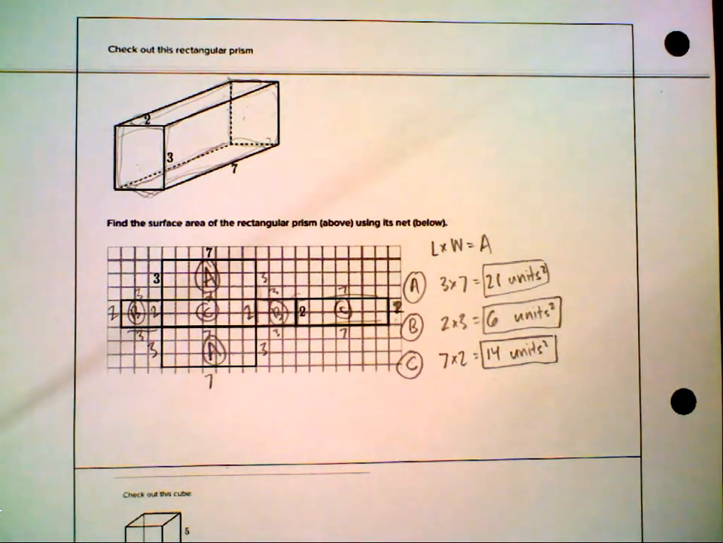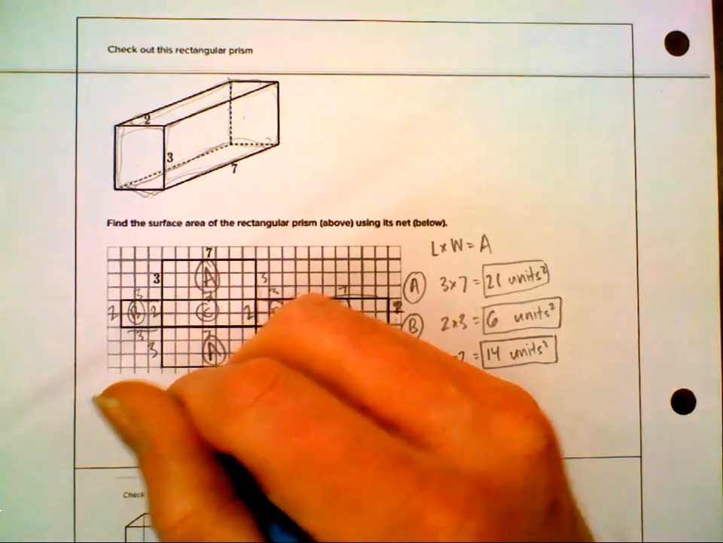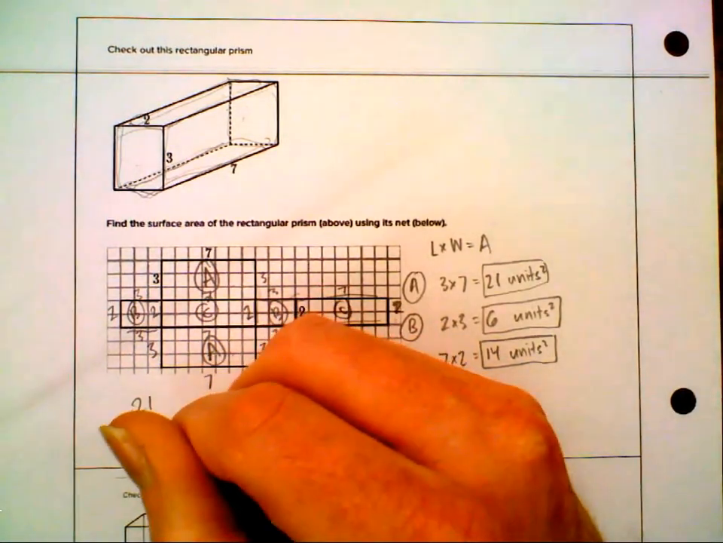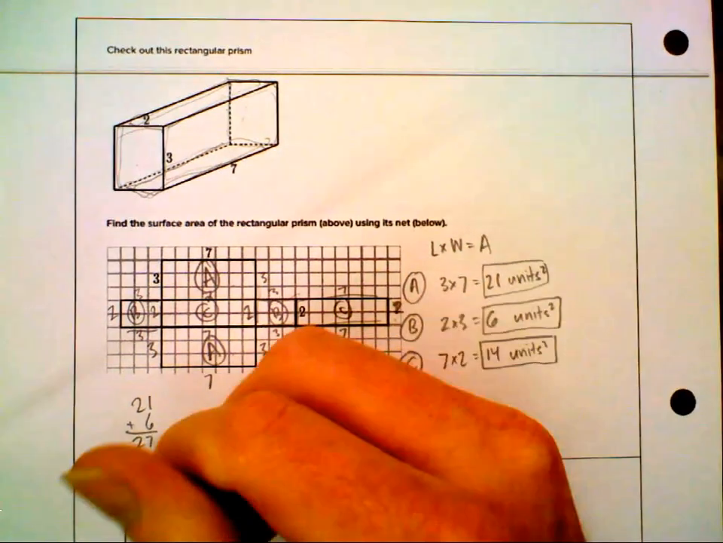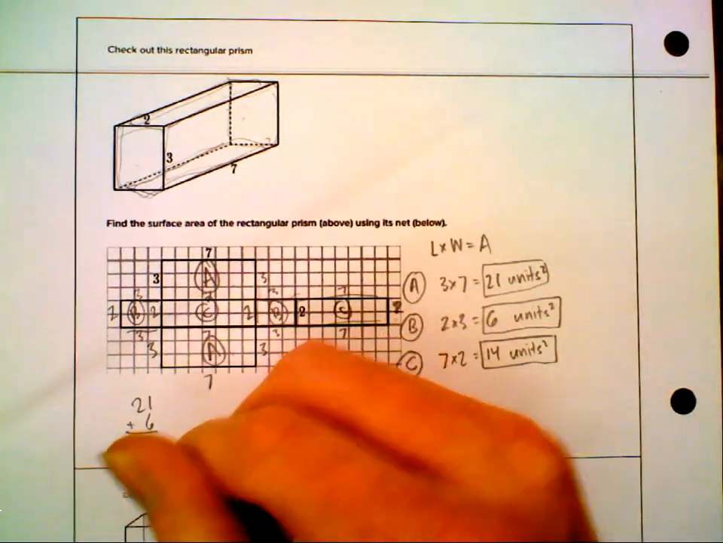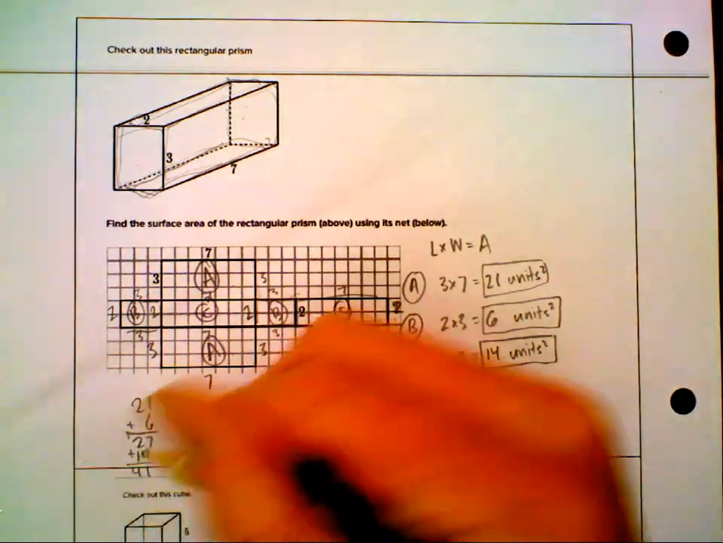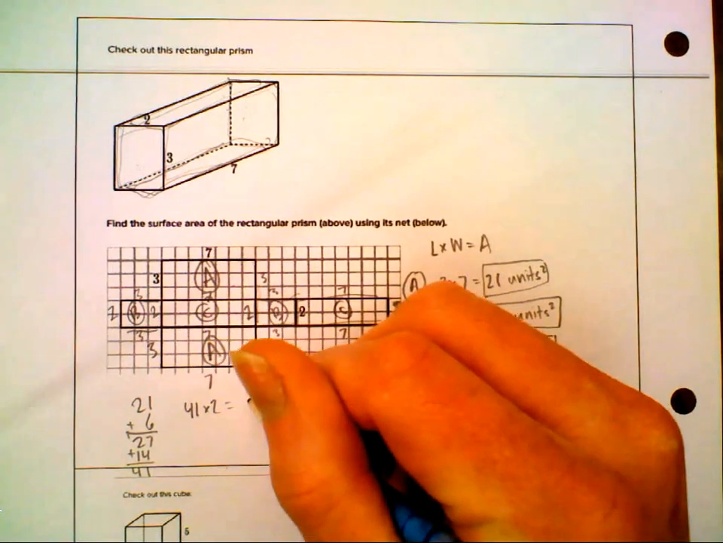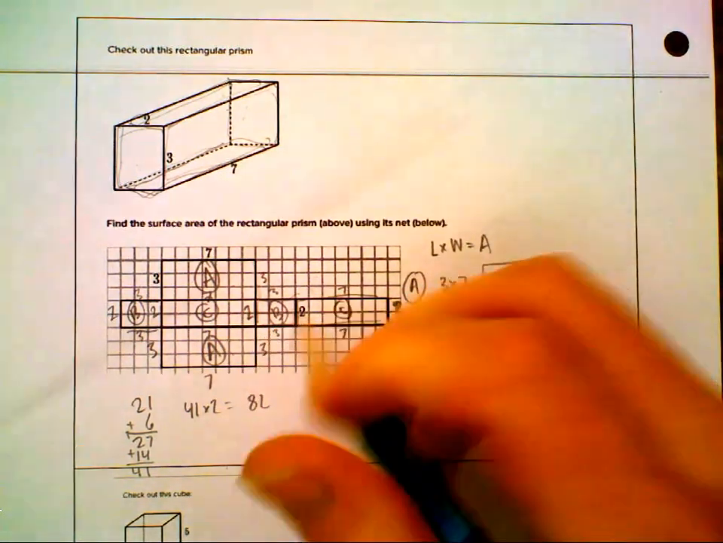So what that would look like is I could do 21 plus 6, which gives me 27, and then add 14, which gives me 41, and then I could multiply 41 times 2. So that would give me 82 units squared.